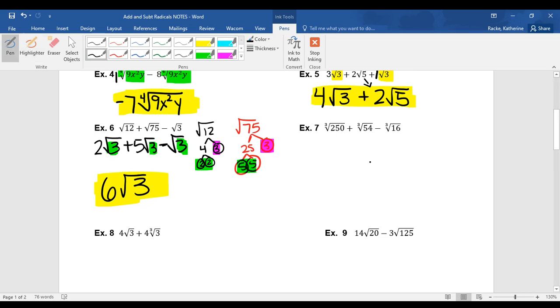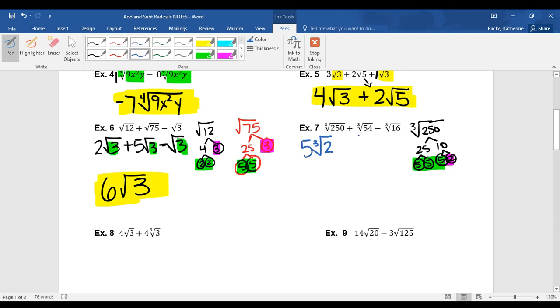All right, example 7. I have the cube root of 250 plus the cube root of 54 minus the cube root of 16. So I need to simplify each one of these. So I'm going to start with my cube root of 250. So looking for groups of 3. Let's start with 25 and 10. 10 breaks down into 5 and 2. 25 breaks down into 5 and 5, okay? There's your group of 3 of 5s, and you have a 2 left over. So the first one is 5 cube root of 2 now.